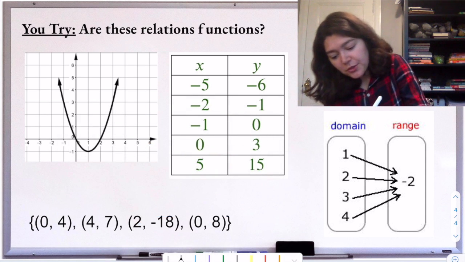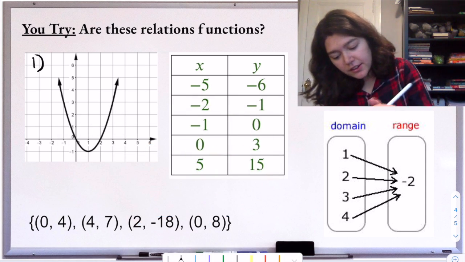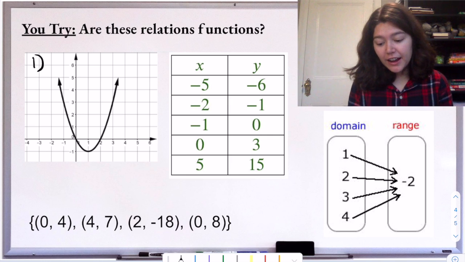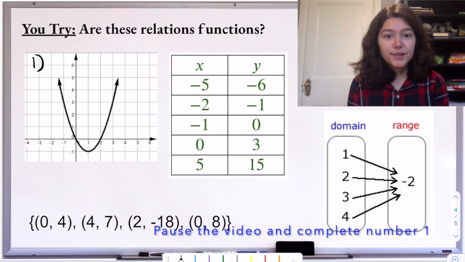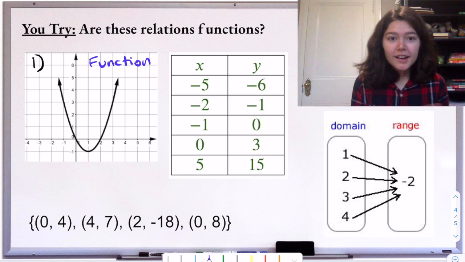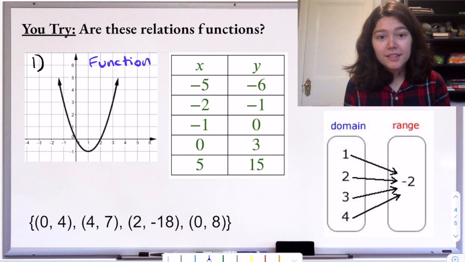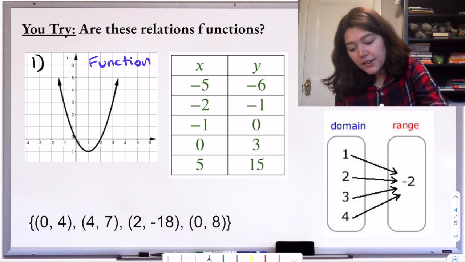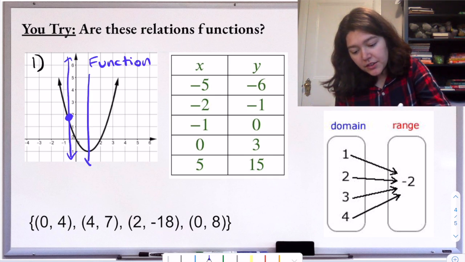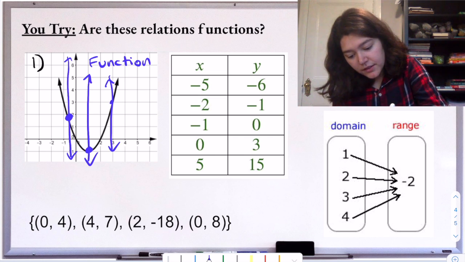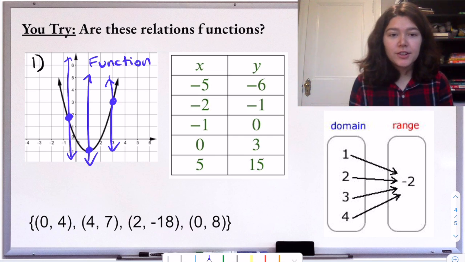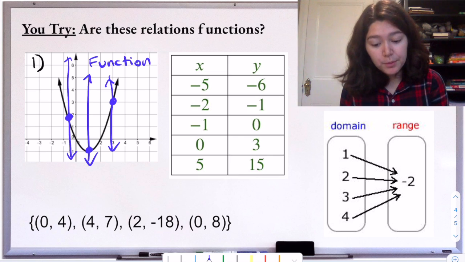All right, take a look at yourself for these try-its. So first we'll do the graphing one, so give this a try first. Is this graph representing a function? Are these relations a function? So try number 1 first. Yes, number 1 is a function because it passes the vertical line test. No matter where I draw a vertical line on this graph, it's only going to cross the graph once. So that is a function. For each input, there's only one output.